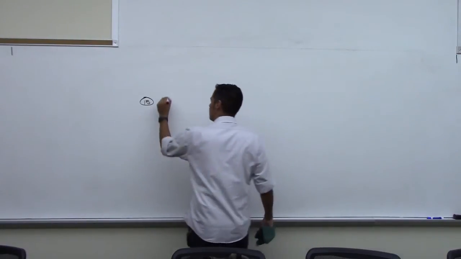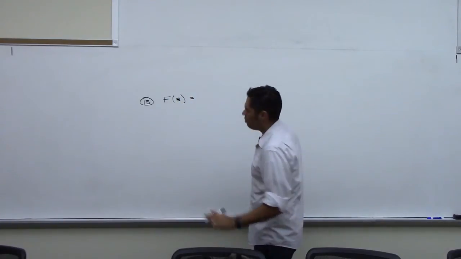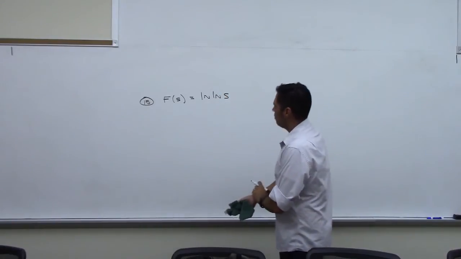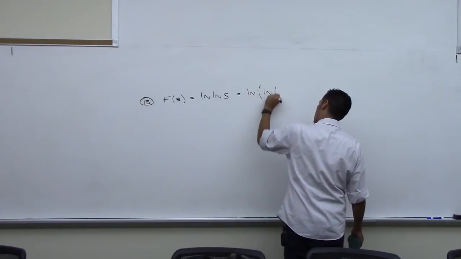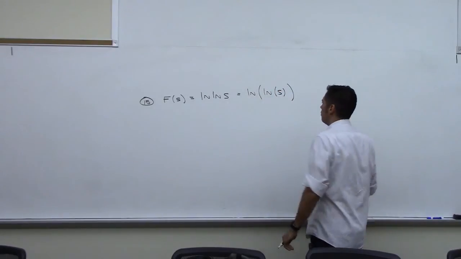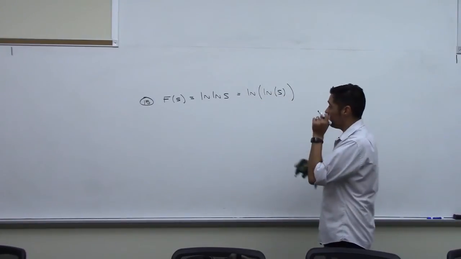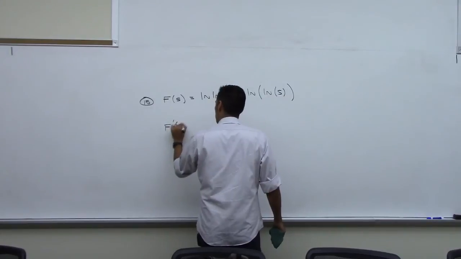Capital F of S, S is the independent variable, is natural log, this is the way they write it, natural log S. So what that really means is natural log of natural log of S. So you have S sitting inside of a natural log, but that natural log is sitting inside of another natural log. So this is chain rule.